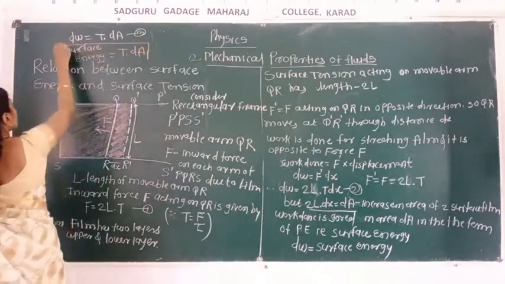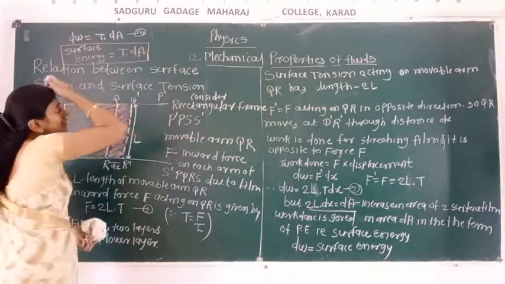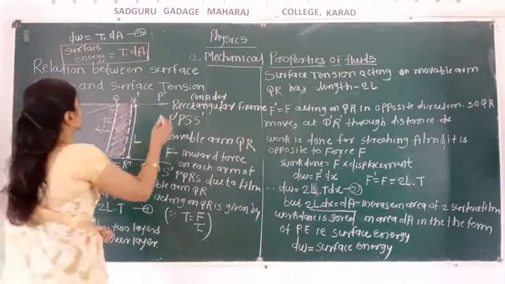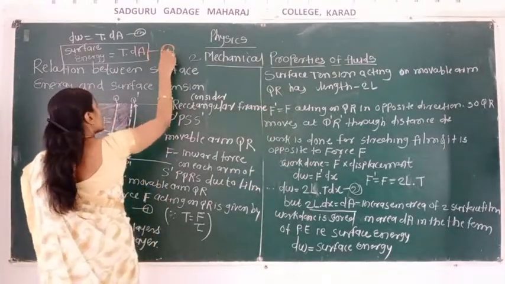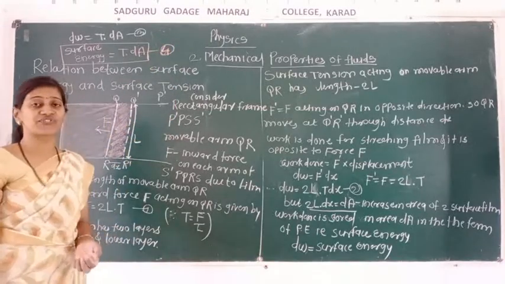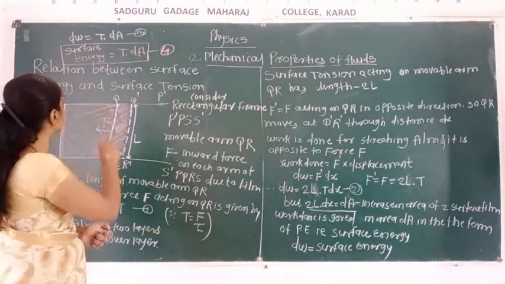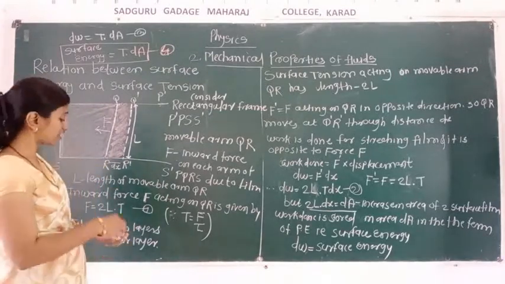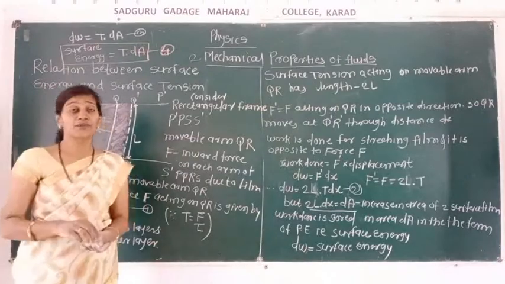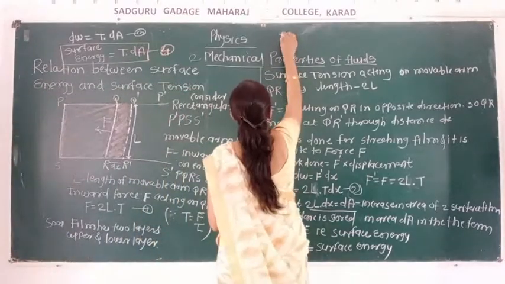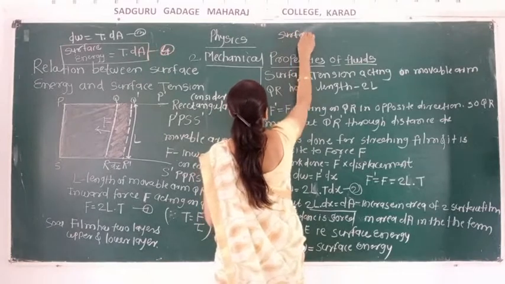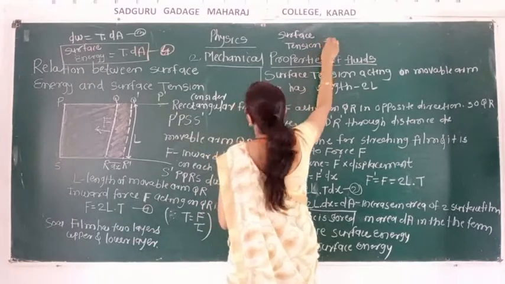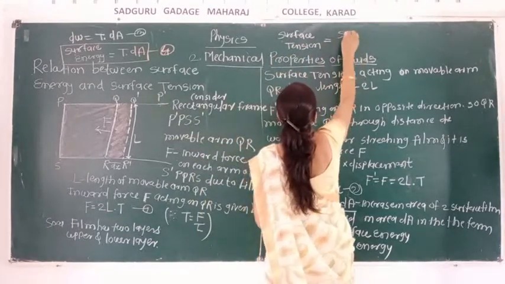So this is the relation between the surface energy and the surface tension. See, equation number 4 is the relation between the surface tension and the surface energy. It is written here. But from that equation, again we will get another relation, otherwise we can say another formula for the surface tension. See here, surface tension is equal to surface energy per unit area.